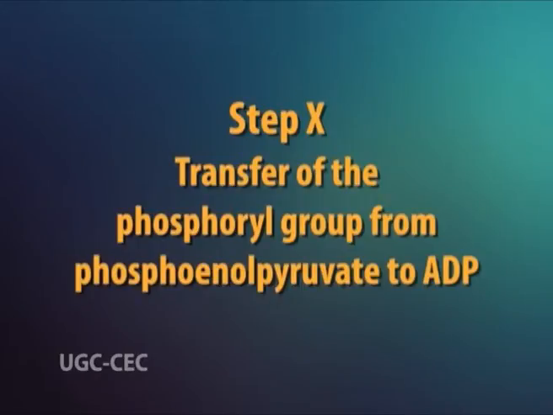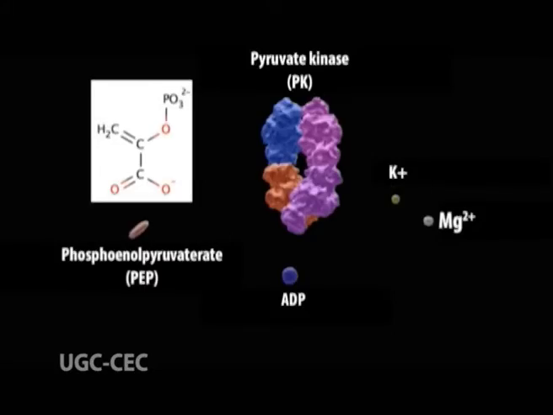And the last step, which is the 10th step, is transfer of the phosphoryl group from phosphoenolpyruvate to ADP. The final step of glycolysis is the transfer of phosphoryl group from phosphoenolpyruvate to ADP, catalyzed by enzyme pyruvate kinase, which requires K+ and either Mg2+ or Mn2+ for its activity.